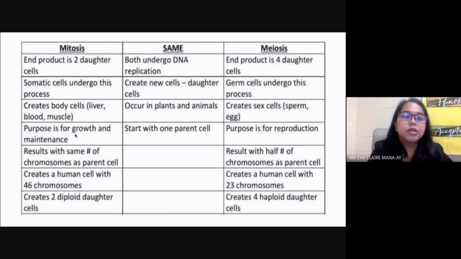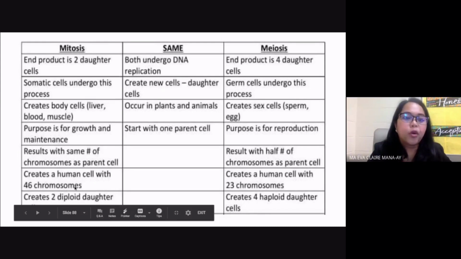This would result with the same number of chromosomes as the parent cell. That means in mitosis, your daughter cells are going to be diploid. You start with a diploid parent cell, you end up with 2 daughter cells that are also diploid. They have the same number of chromosomes as the parent cell. For humans, that is going to be 46 chromosomes. So it creates a human cell with 46 chromosomes, creates 2 diploid daughter cells.